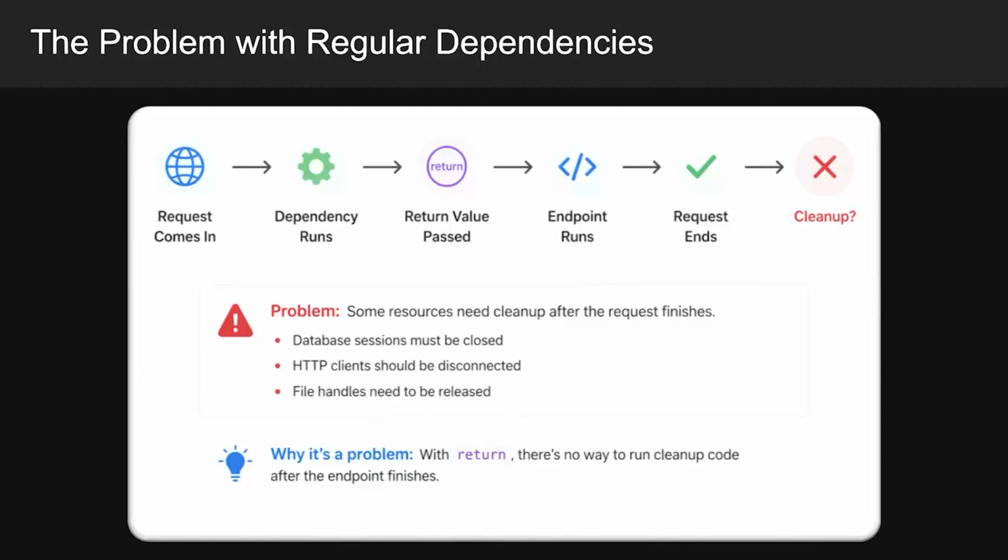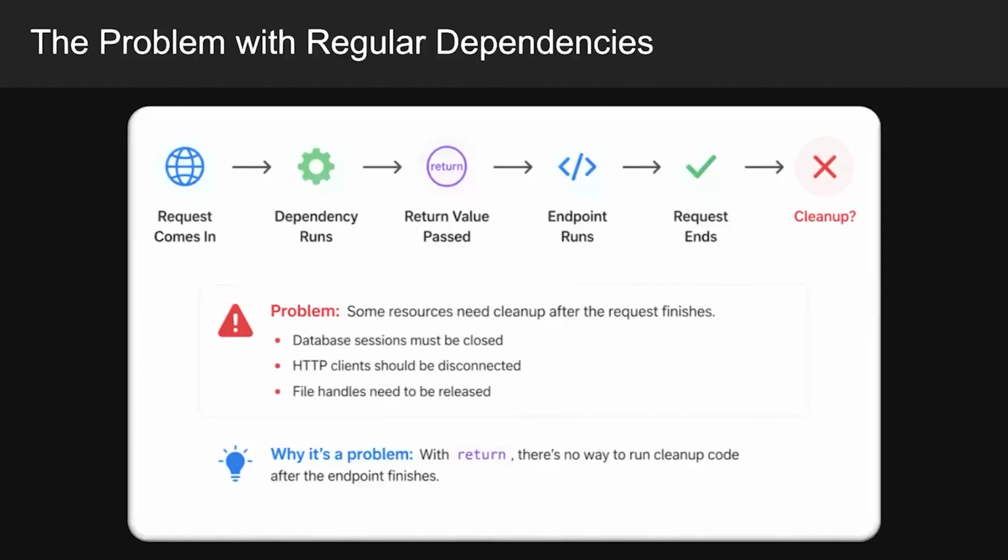Look at the flow diagram on the screen. Request comes in, dependency runs, return value is passed, endpoint runs, request ends, and then cleanup, with a big red cross. That's the problem. A return-based dependency is done the moment it returns. Once it hands the value to the endpoint, it has no way to run any code after the endpoint finishes.